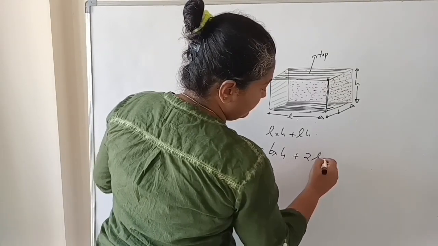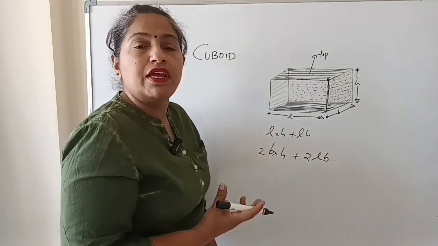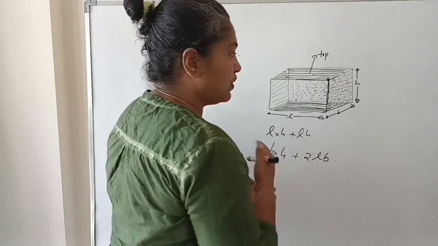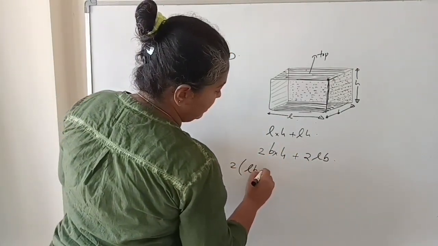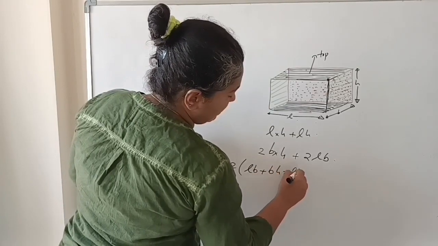So what can you say about the total surface area of a cuboid? It's the sum of all the areas. So it is 2 into (LB + BH + LH).